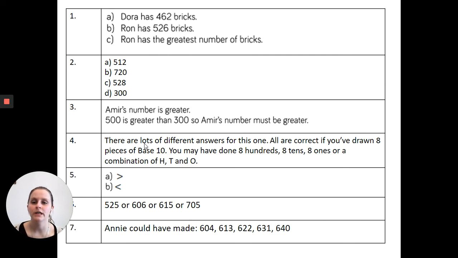So for number 2, we've got 512, 720, 528, and 300. That's the one way you should have been ticking or circling the greatest number.